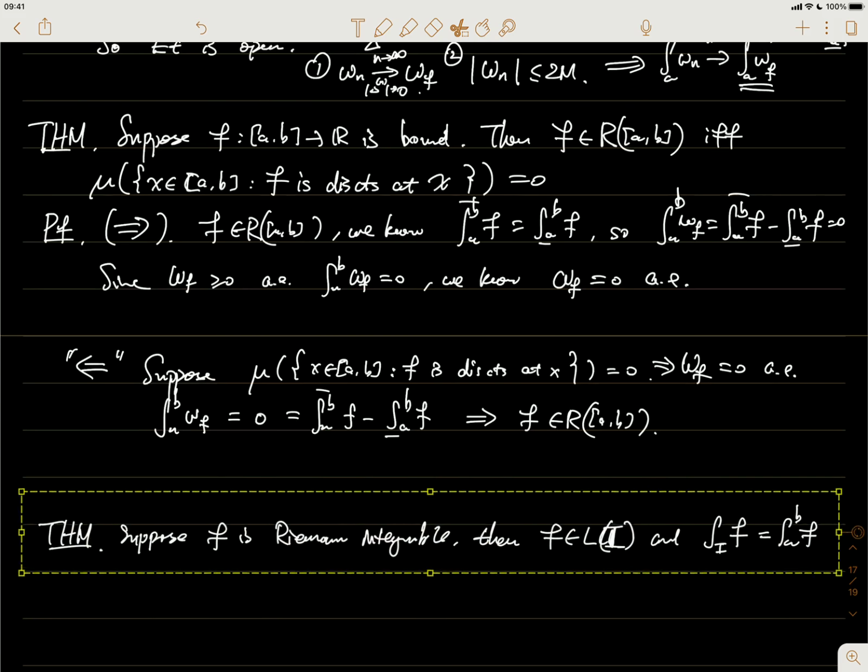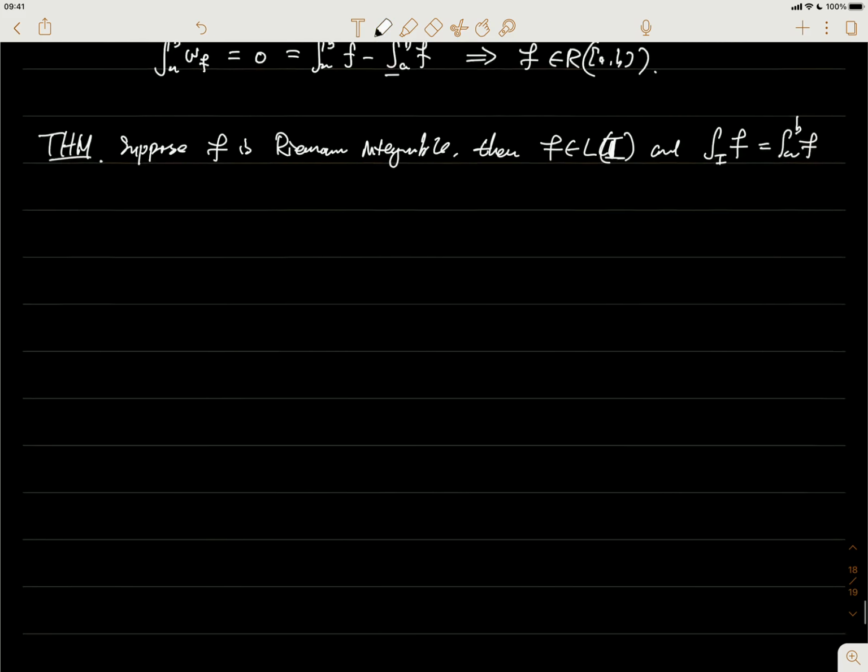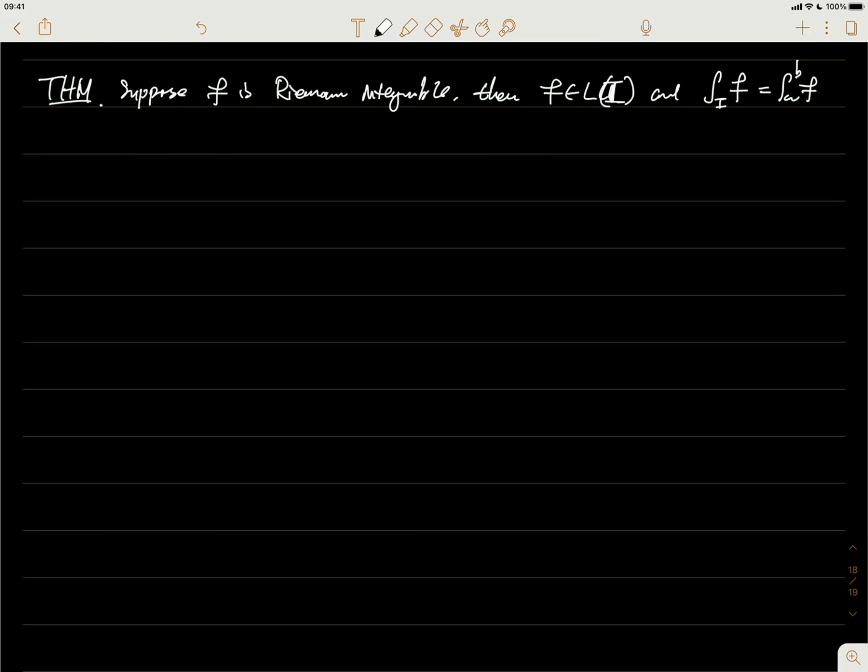And then, as promised, I'm going to prove the next one, this. What this says is if the function f is Riemann integrable, then it must be Lebesgue integrable, and also the integral will be the same under the 2 definitions. Okay, the proof is like this.